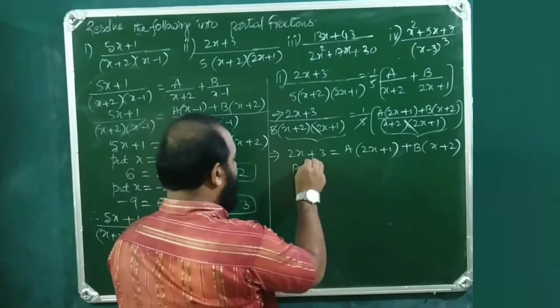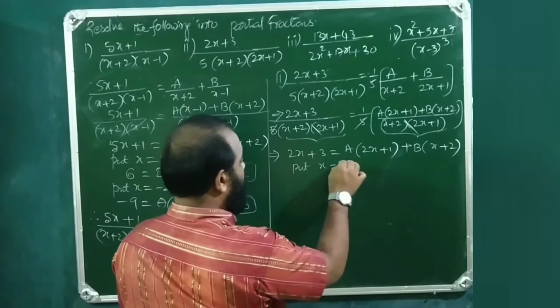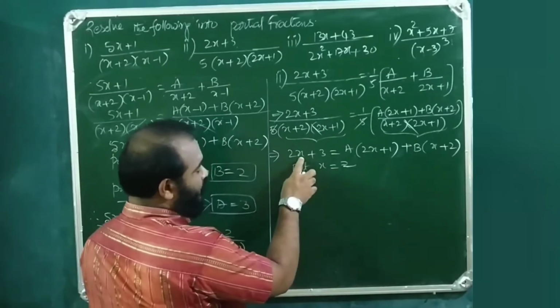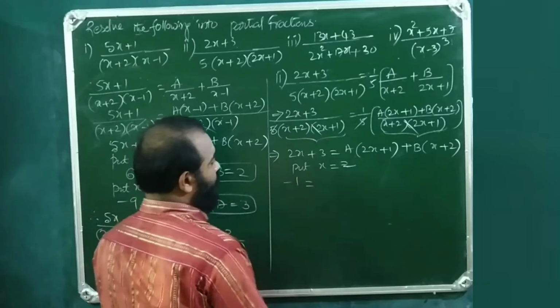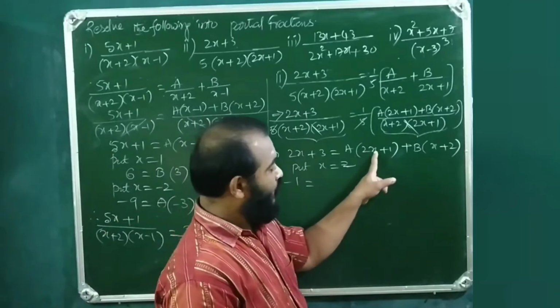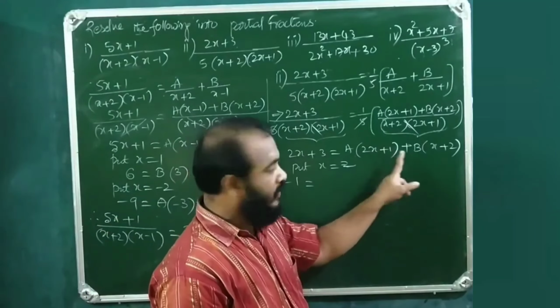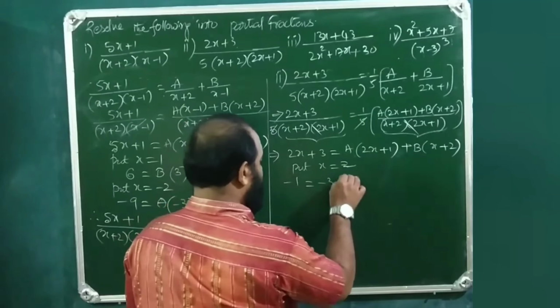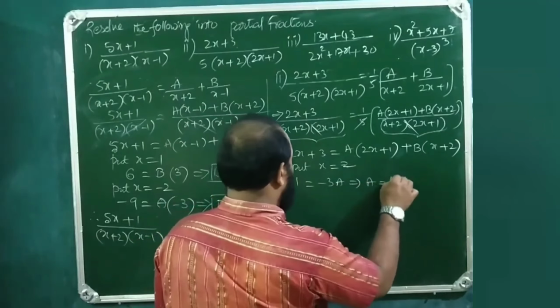So put x equals to minus 2. So 2 into minus 2 minus 4, plus 3 minus 1 equals to... So 2 into minus 2 is minus 4 plus 1. So minus 3a. So a is equals to 1 by 3.